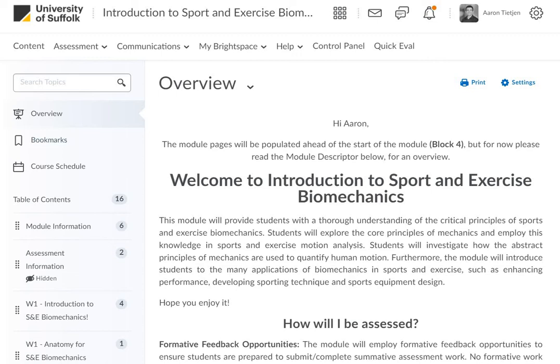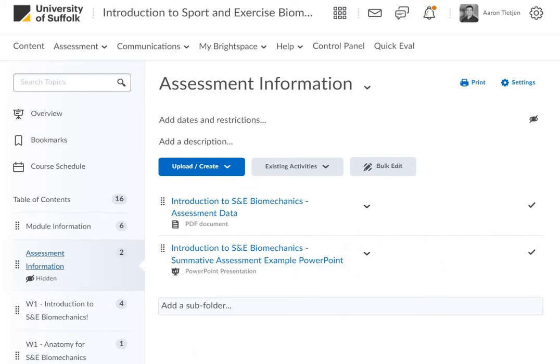So you will find, if you go to the Introduction to Sport and Exercise Biomechanics page, it's currently hidden but it will soon be open for you to see, these two documents. There will be more with time, but for now just the two. The first is the assessment data, that's the raw data that you will be using. The second is an example PowerPoint that we have provided just as a general guide. So, as I used to say on Blue Peter, here is one I made earlier.